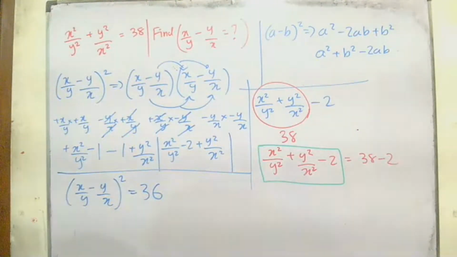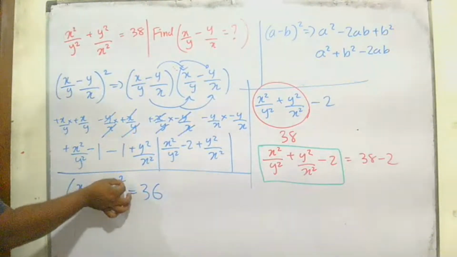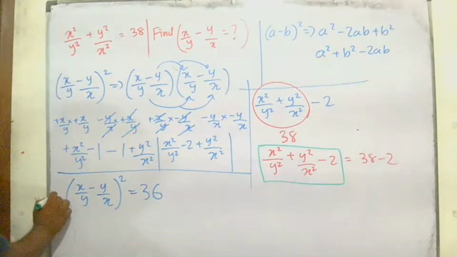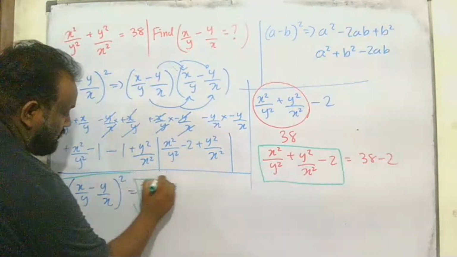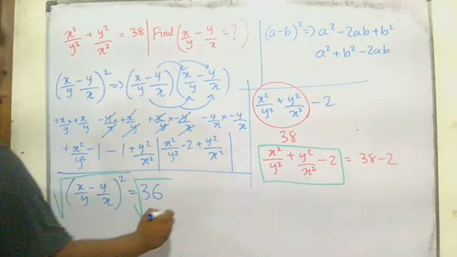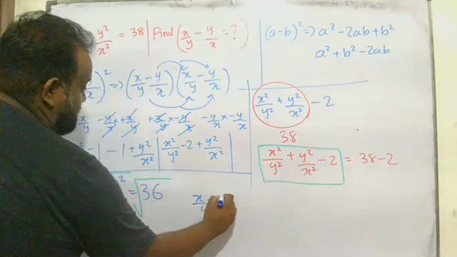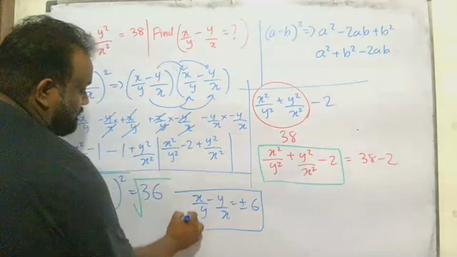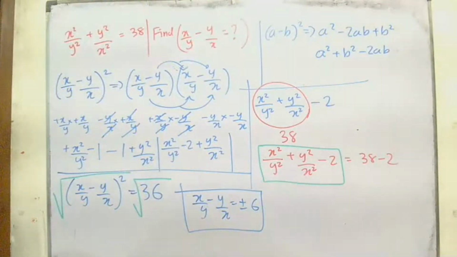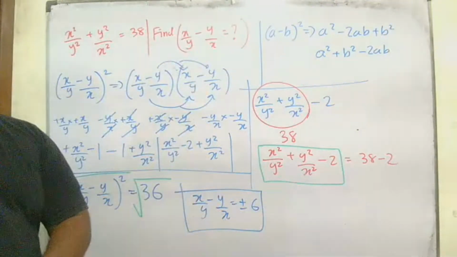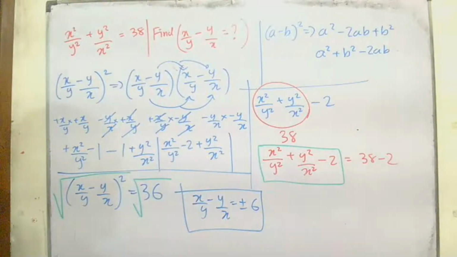So as usual, we know if there is a square term, to get the non-square term, we have to square root it. When we square root it, what do we get as the final answer? We get x over y minus y over x is equal to plus or minus 6. This is the best possible answer and the explanation I can give. So x over y minus y over x is equal to plus or minus 6.